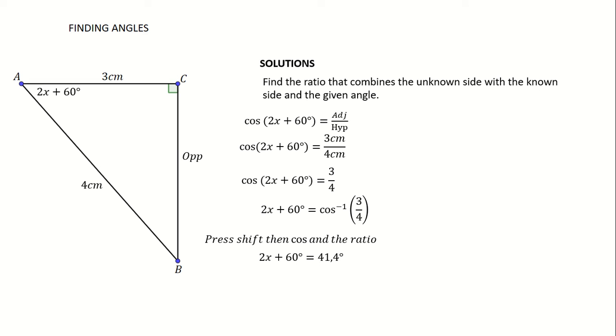41.4. Now for me to solve for 2x, I will simply transpose 60 degrees to the right hand side. It will be minus, so I'll have 41.4 degrees minus 60 degrees. I will get minus 18.6, and then divide both sides by 2, and I will have x is equal to minus 9.3 degrees.